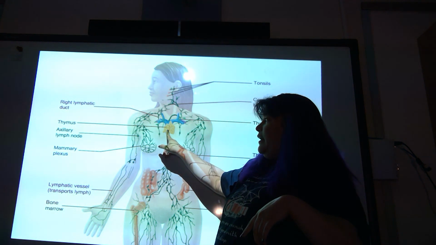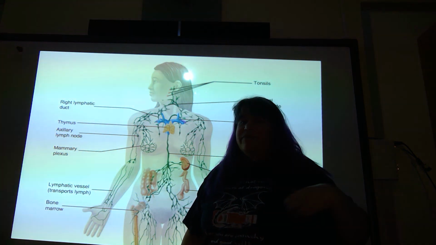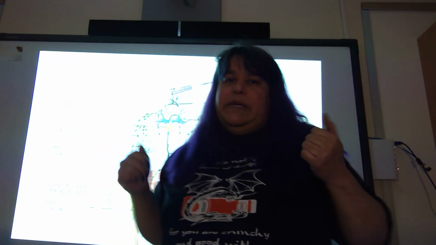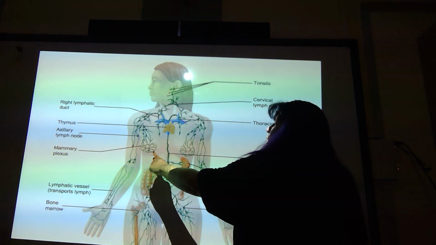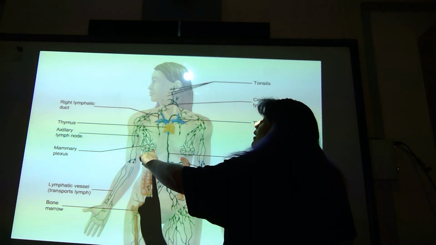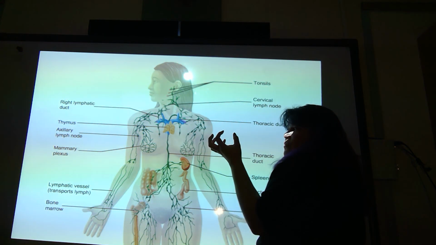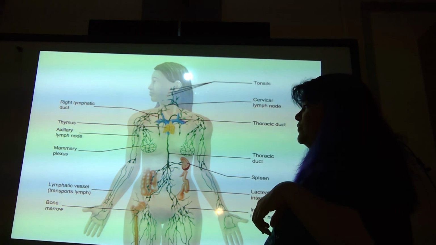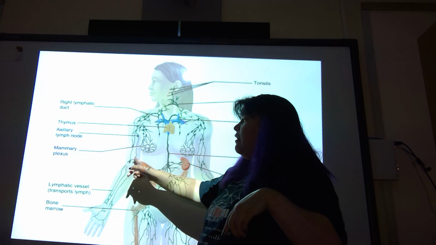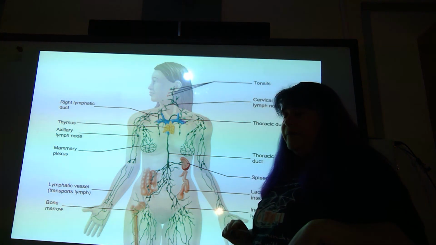You've got the thymus. Now, the axillary lymph node. The axillary lymph node. Axillary means armpit. So the axillary lymph node is going to be in the armpit. You've got the mammary plexus. You can see that you've got a whole bunch of these vessels there for absorbing excess fluid. Again, any of these lines that you see are just going to be lymphatic vessels transporting lymph.